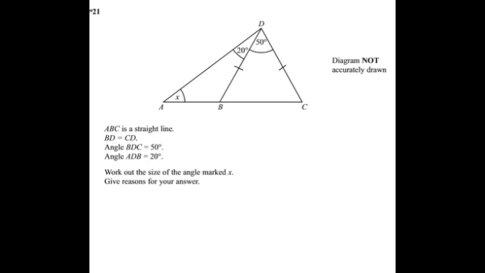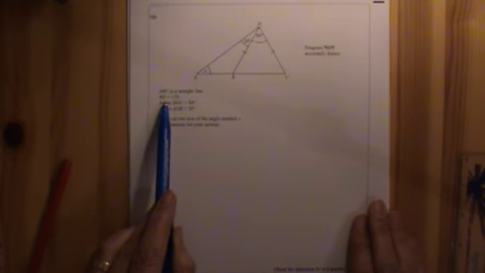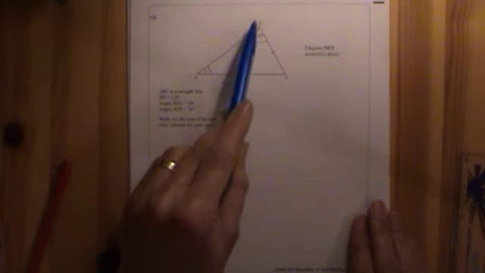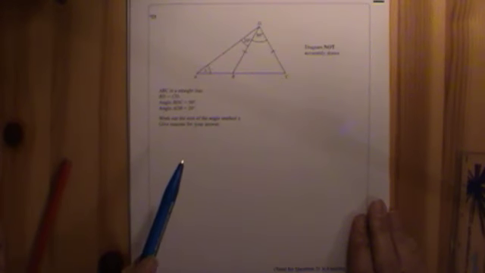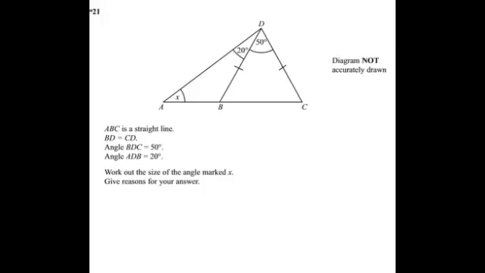Question 21. Again, we've got an asterisk here, so it means we've got to give reasons for our answer. As it tells us here, give reasons for your answer. So ABC is a straight line, BD equals CD, that's BD, that's CD. These two lines show that those two lines are the same length. So obviously BCD is an isosceles triangle. Angle BDC is 50 and angle ADB is 20. We've got to work out the size of the angle marked X. So we need to do this in stages.